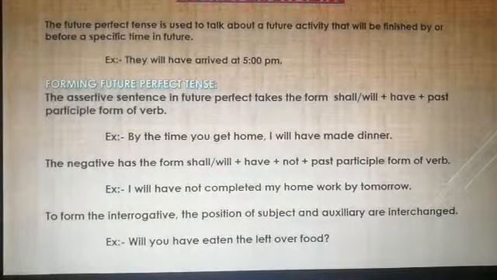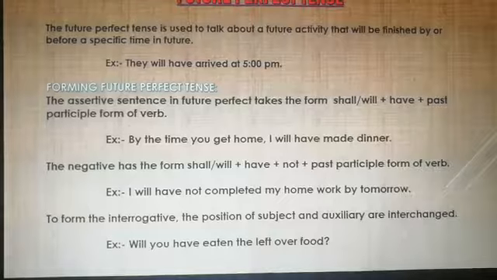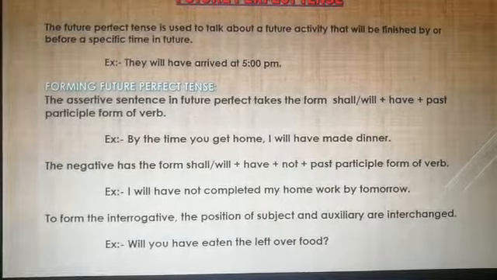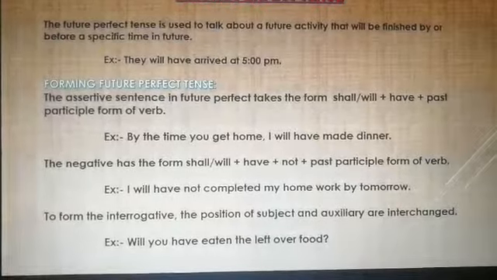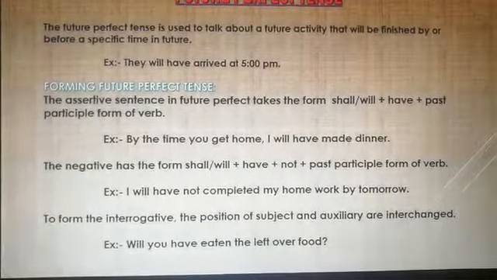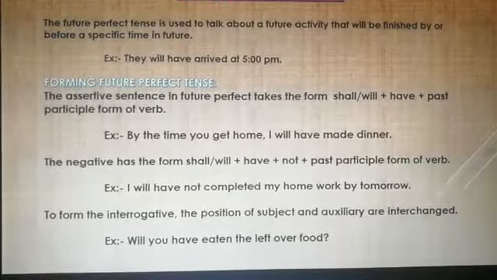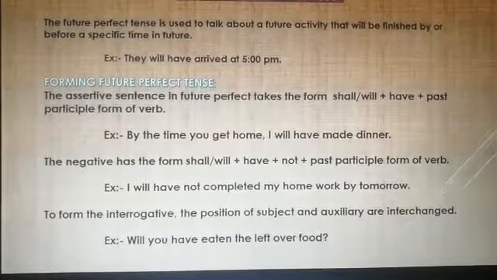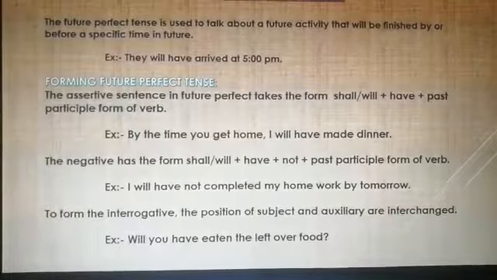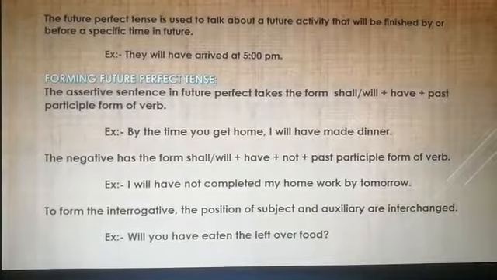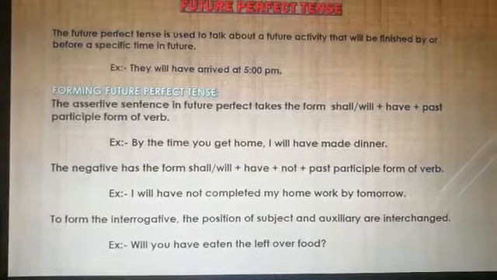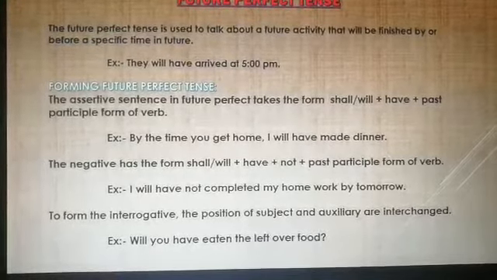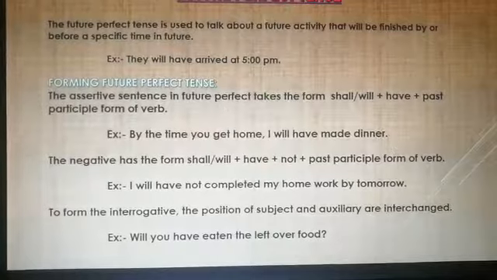Future perfect tense also describes an action that has a definite end in the future. So it talks about an action that will be completed at some point of time in future, that is planned or expected to happen before the time of reference in the future. Like for example, they will have arrived at 5 p.m.